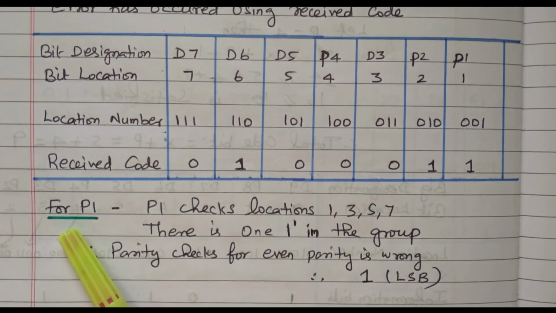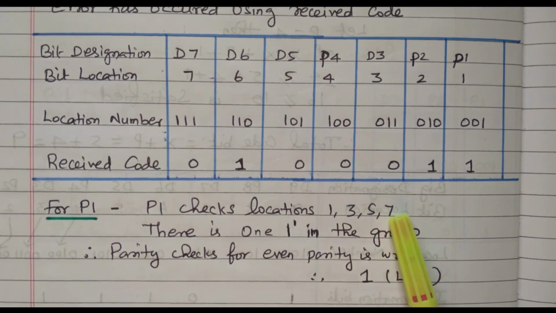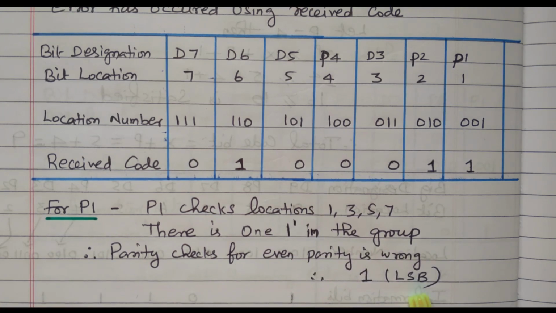It says P1 will check 1, 3, 5, 7. In 1, 3, 5, 7 only one 1 is available, an odd number, but the parity is even. For an odd number of ones, even parity means the value will be 1. That 1 is taken as the LSB. We are going to frame the code, and in that code this 1 is located in the LSB. We will see P2 and P4.